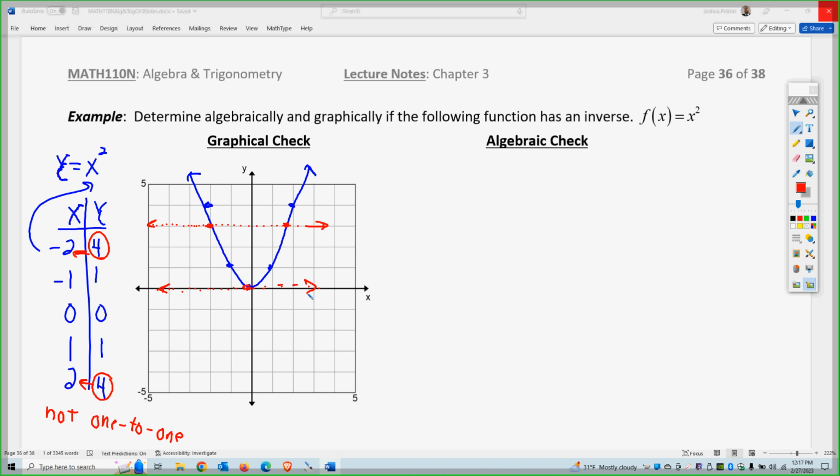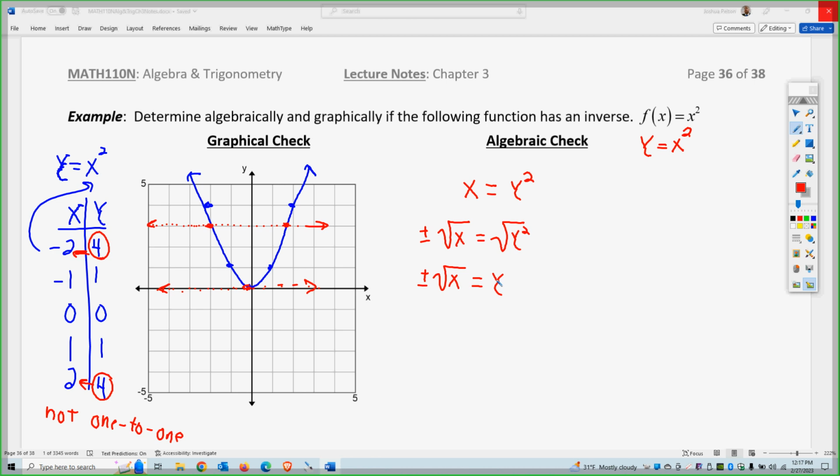So let's look at that algebraically. The original is y equals x squared. If I switch the variables, I get x equals y squared. Solving for y, I get the square root of x equals the square root of y squared. But this is plus or minus, so I get plus or minus root x equals y. That is not a function. That's two different equations, which is not one function.